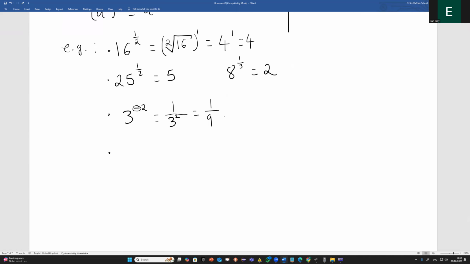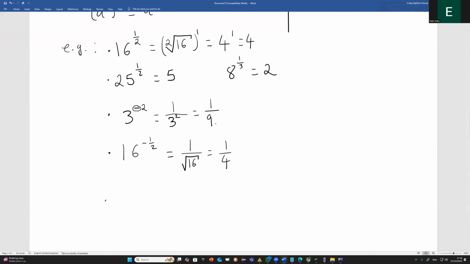So then with that in mind, what if I had 16 to the power of minus a half? That would be 1 over the square root of 16. That'd be one over four. Fantastic. Brilliant.